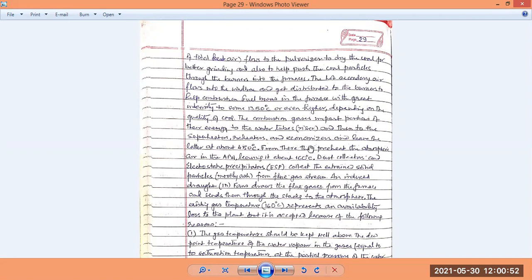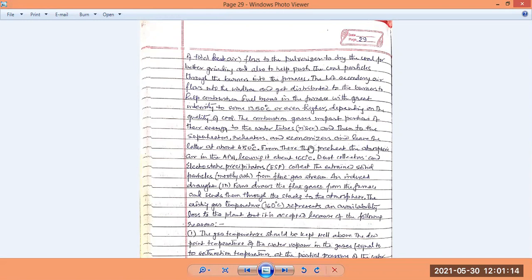Then at the economizer, it becomes 450 degrees centigrade, and then it is air preheated. It becomes 160 degrees centigrade. Then it is sent to the dust collector and electrostatic precipitators, where it collects the entire solid particles, the entire particulate, from the flue gas stream itself.